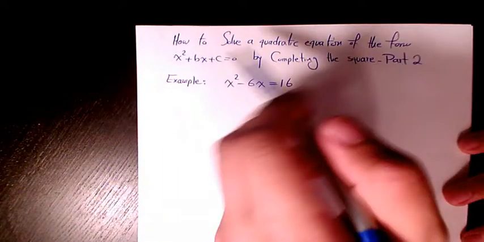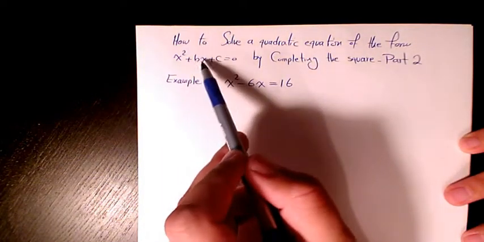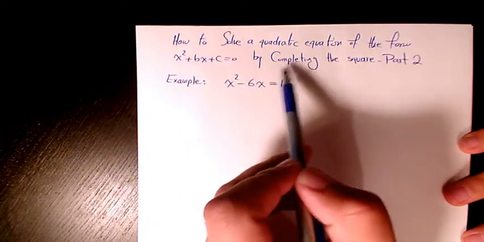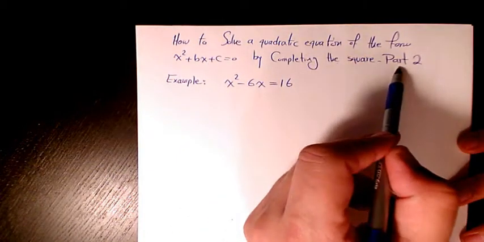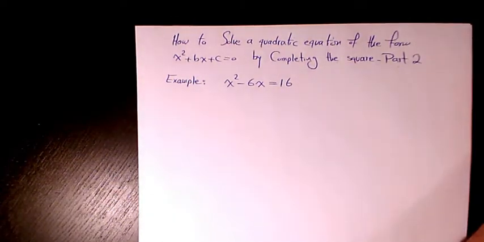This is the second part of solving quadratic equations in the form of x squared plus bx plus c equals 0 by completing the square. If you haven't watched the first part of this section, please go back and watch part 1 first.